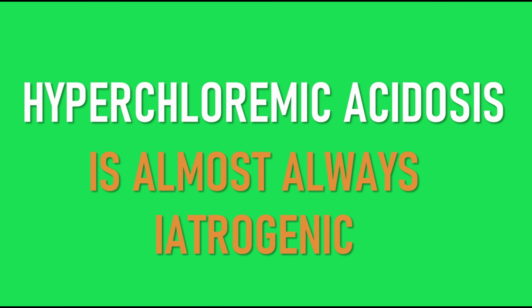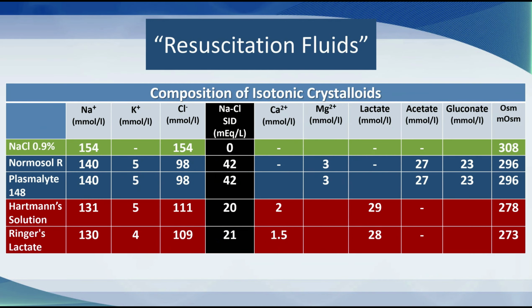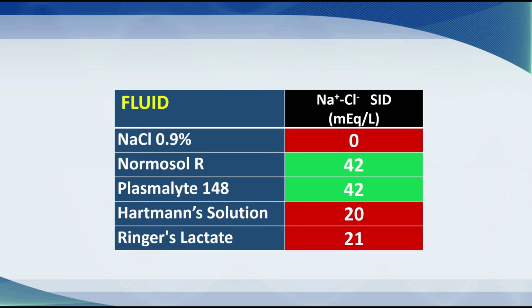Hyperchloremic acidosis is almost always iatrogenic, and it's usually caused by resuscitation fluids. These are the various resuscitation fluids that we use in our clinical practice, starting at the top with isotonic saline, and there's normal salt Plasma-Lyte, Hartmann solution, or Ringer's lactate. They're slightly different. I'm just going to narrow this in and show you the crystalloid strong ion difference between the sodium and the chloride for each one of these fluids.